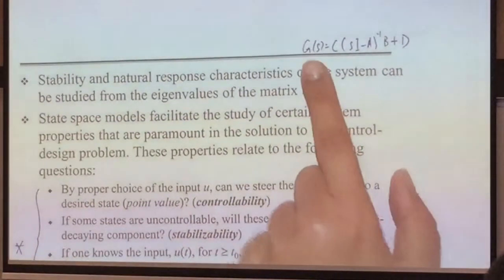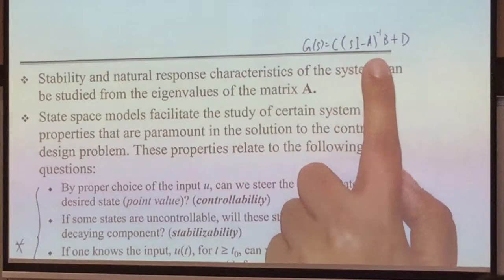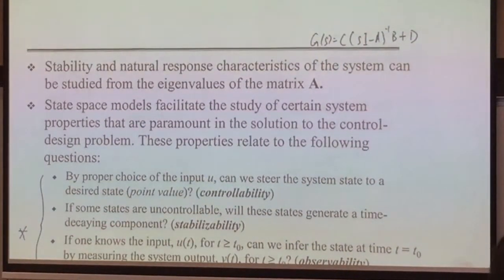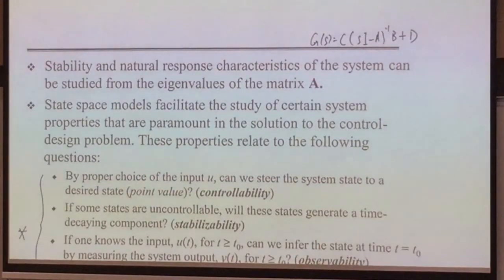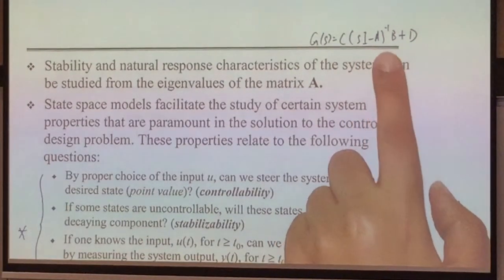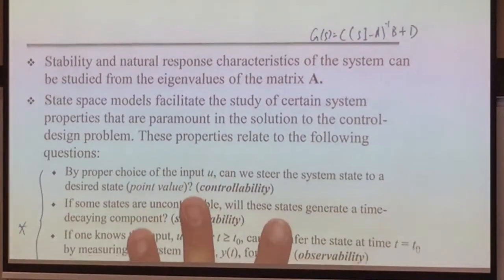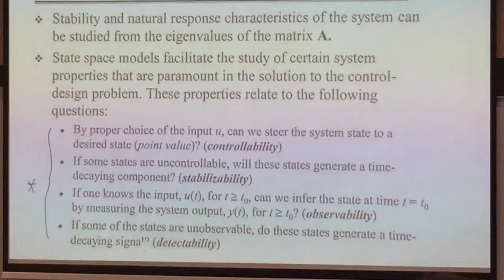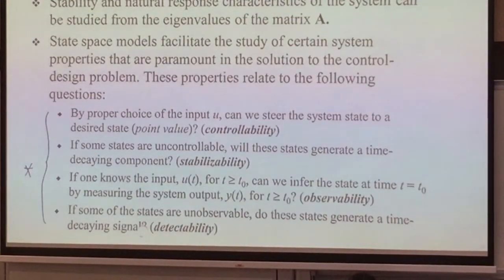Closed loop transfer function GS is C times the inverse of sI minus A, times B, plus D. Look at the stability, we look at the eigenvalues of A. Okay, which is also the closed loop pole location. Alright? Under state feedback, we have C times the inverse of sI minus A minus BK. Okay, memorize the definition of controllability, stabilizability, observability, and detectability. Okay, memorize that.